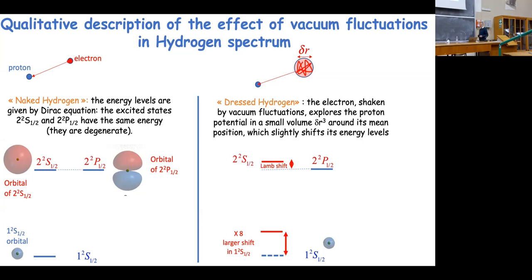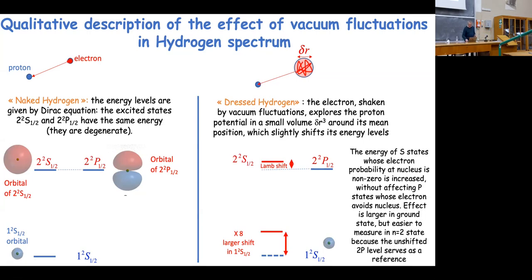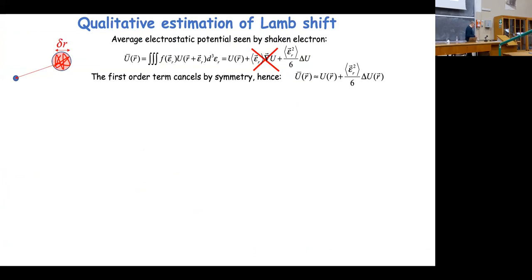But before describing Lamb's experiment, I will try to give you a little flavor of what happens, in fact. You see the hydrogen atom, this is the nucleus, and here you have the electron. And what happens is that the vacuum fluctuations are shaking the electron. This rapid fluctuation of the field makes the electron move around its equilibrium position. And so you see that the electron is now exploring the potential of the nucleus, not at a given point, but in a small volume around this point.